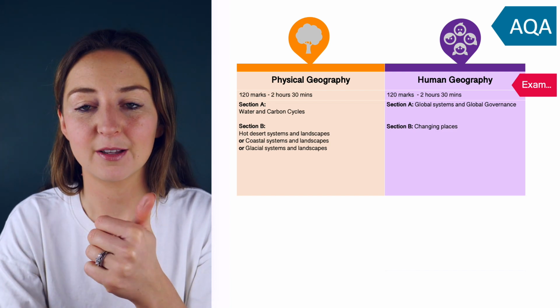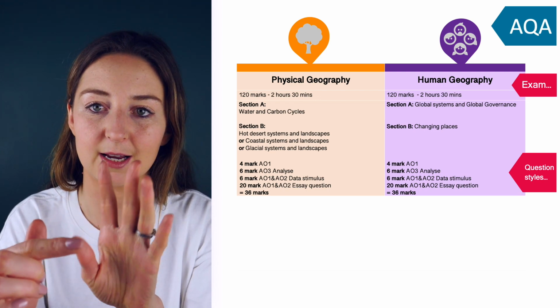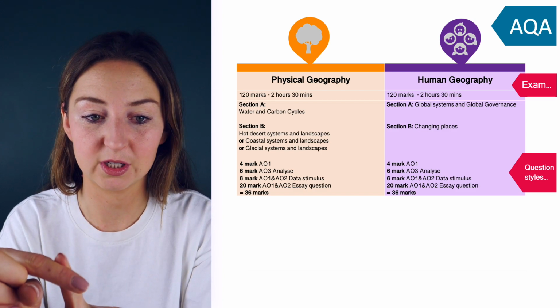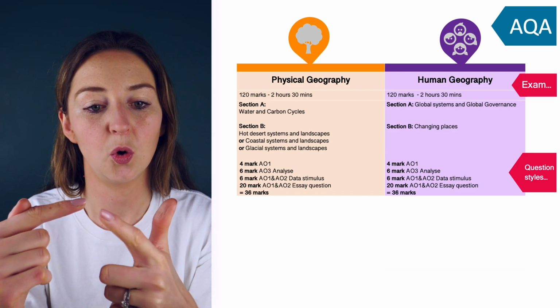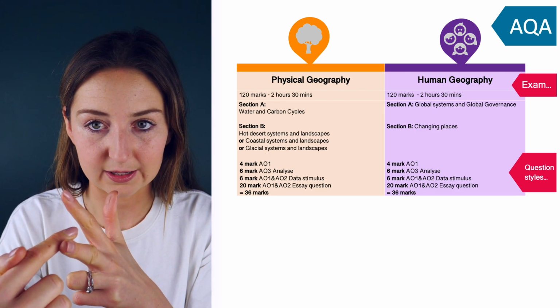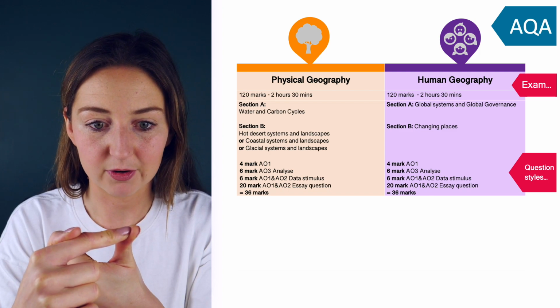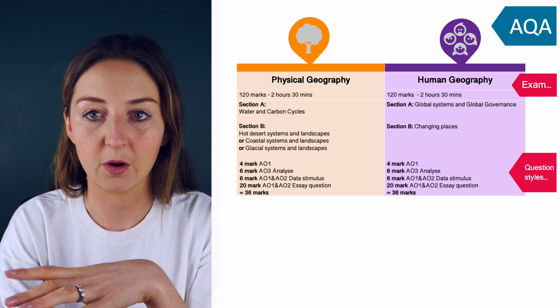So in the first sections, A and B for each paper, you get a 4, 6, 6 and 20 mark question. So for paper 1, that's water and carbon cycles, then hot deserts or coasts or glacial systems. And in paper 2, that's global systems and global governance or changing places. So the marks will go as following.